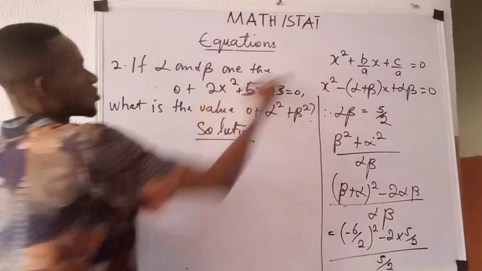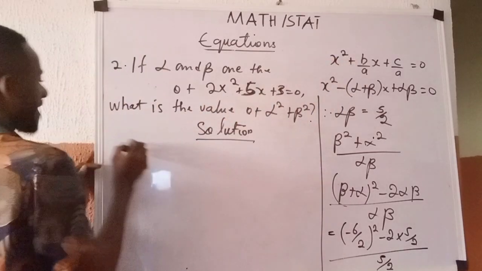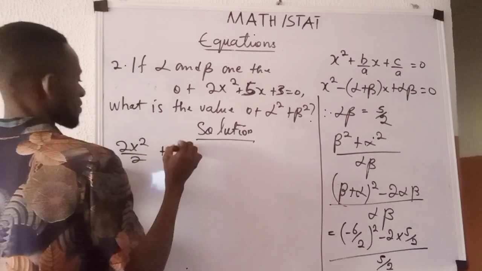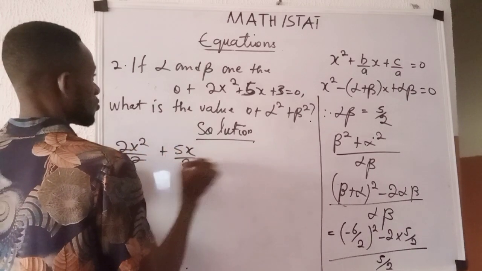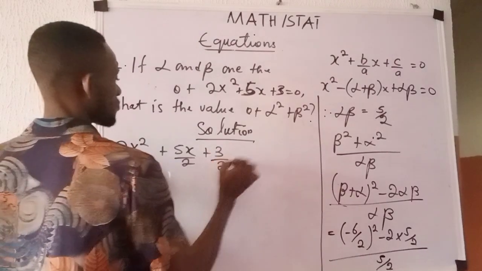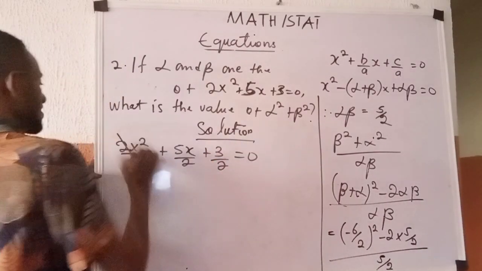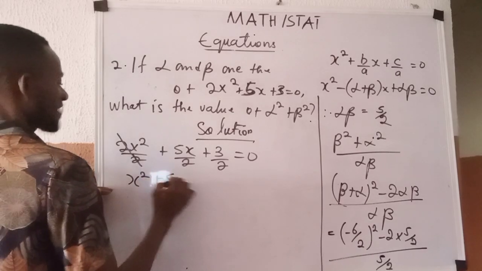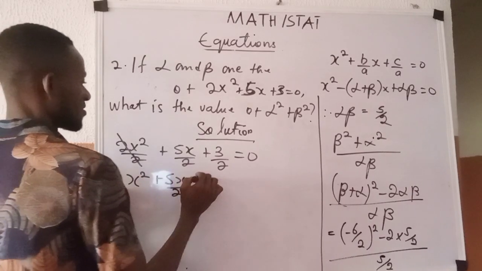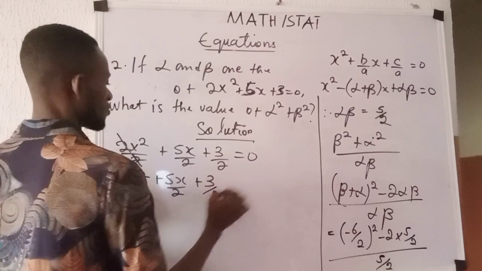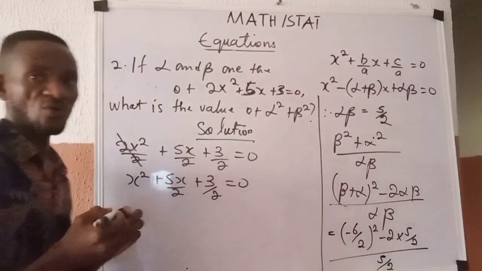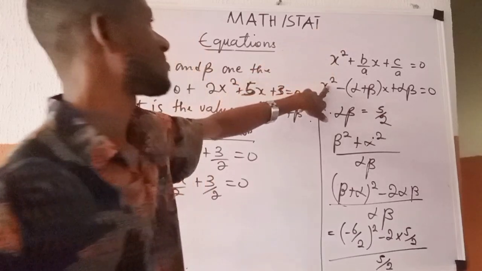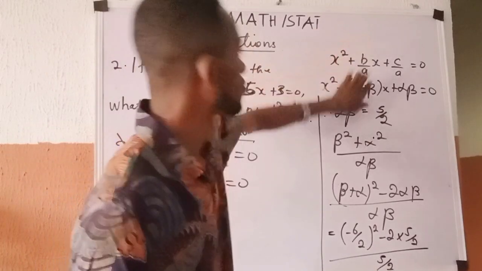Try and change this to look like this. So you have 2x raised to power 2 all over 2, plus 5x all over 2, plus 3 all over 2 equals 0, so that this can cancel this. So you have x raised to power 2 plus 5x all over 2, then plus 3 all over 2 equals 0. So you begin your term by term comparison.